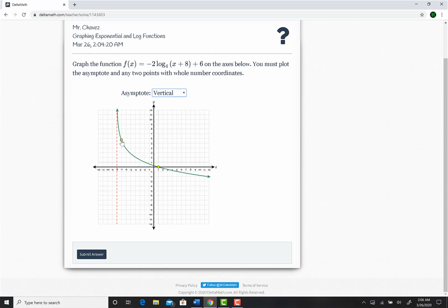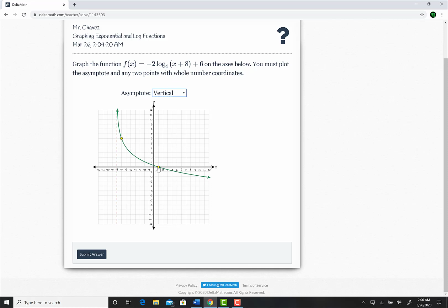So right there. All right, and then the next one, what you want to do, you can actually choose from several, but the easiest one, like we stated earlier, is to get the inside expression x plus 8, the argument, to be a 4. And to get that to be a 4, you just make x equals negative 4. So negative 4 plus 4 is 4. Log base 4 of 4 is 1. 1 times negative 2 is negative 2. Negative 2 plus 6 is 4.